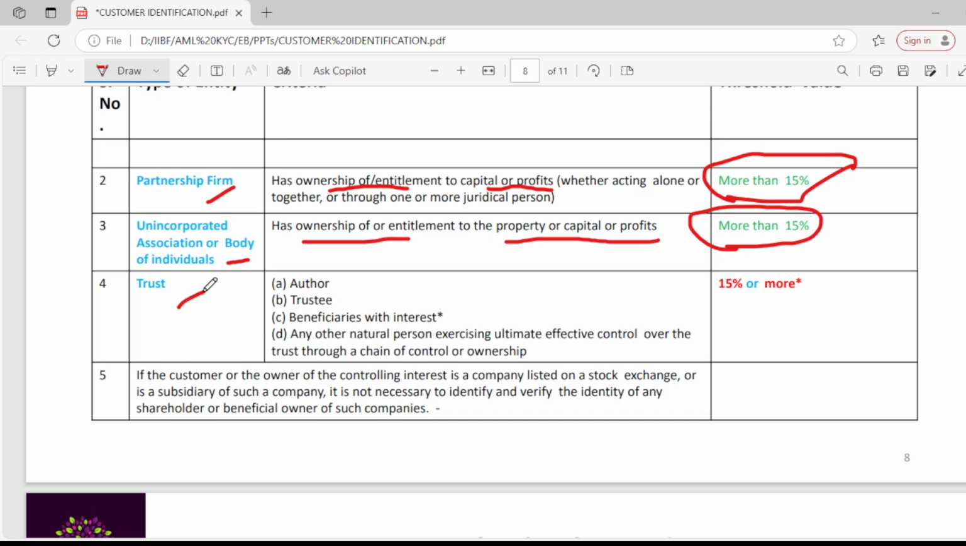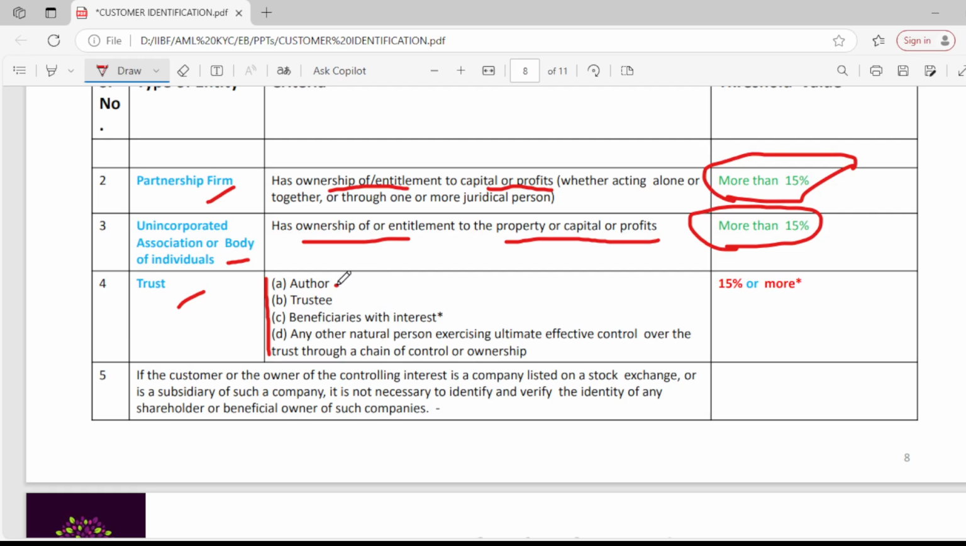Fourth one, trust. Here, four types of beneficial owners are there. First one, author or settlor. Second one, trustee. Third one, beneficiaries with interest. Fourth one, any other natural persons.